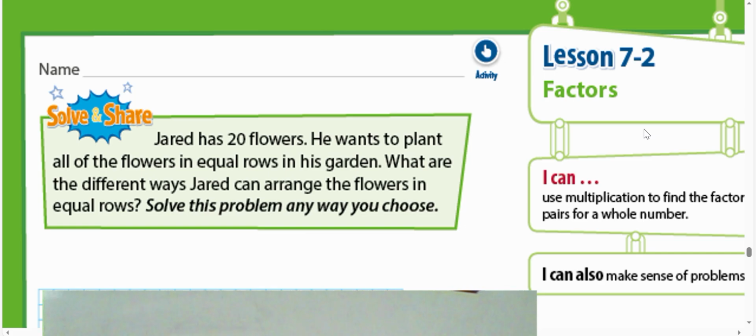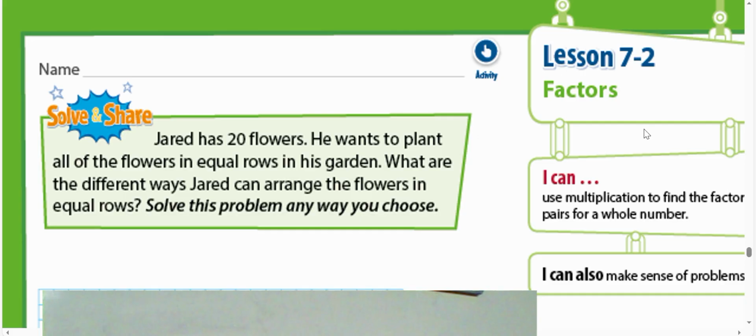Grade 4? Today we'll explain lesson number 2, topic number 7, factors. Do you remember we started last lesson explaining the multiples between two numbers to get the factors of a number, like 24? Equivalently, we can write 2 times 12, 4 times 6, and so on. Now we will explain the factors.